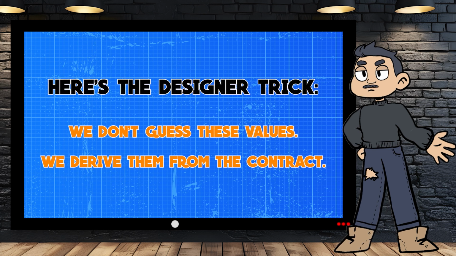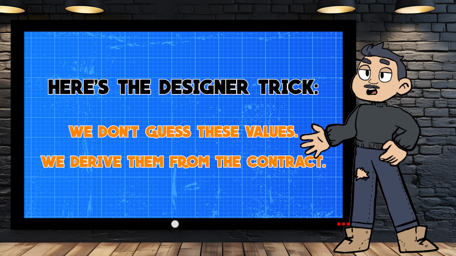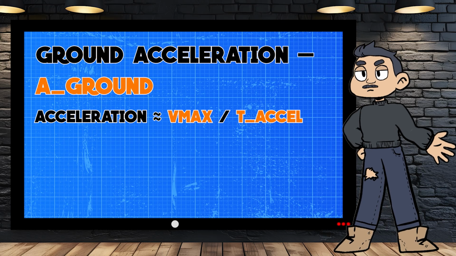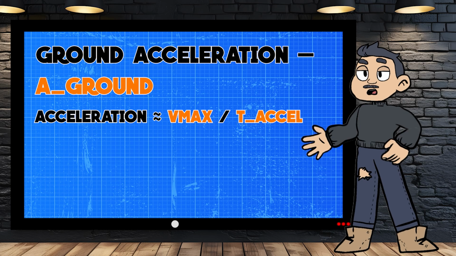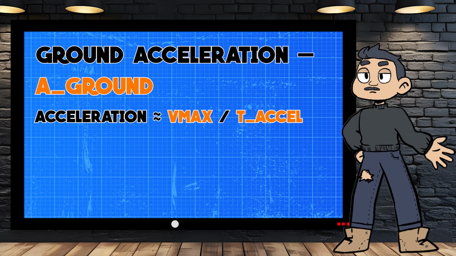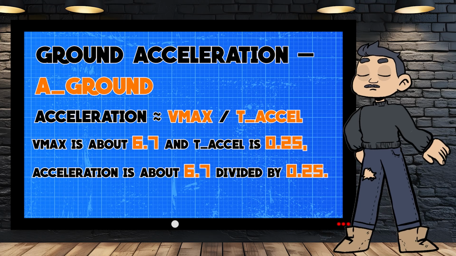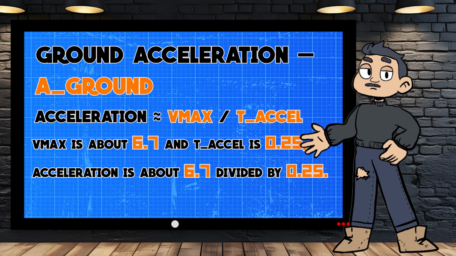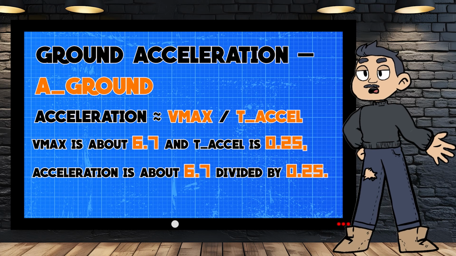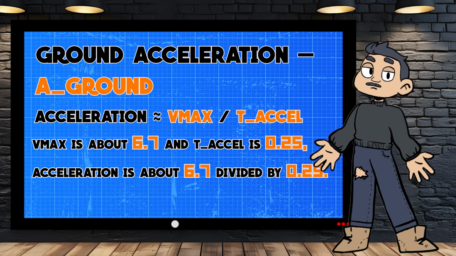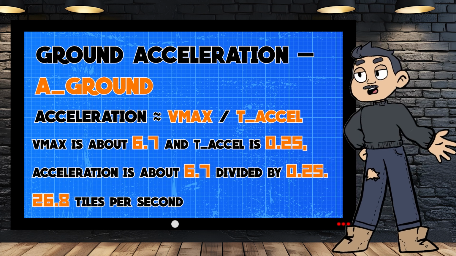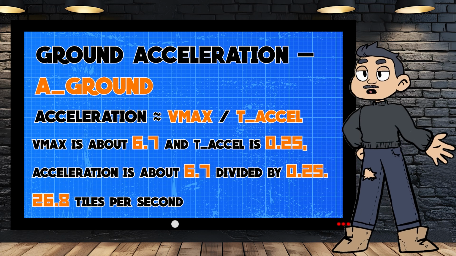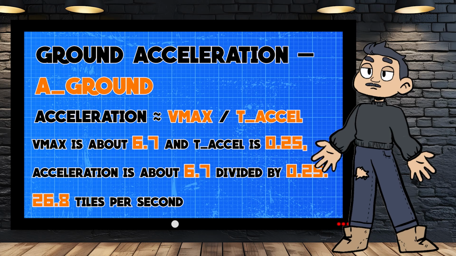Here's the designer trick. We don't guess these values. We derive them from the contract. Ground acceleration. A simple relationship is acceleration approximately Vmax divided by T accel. So if your Vmax is about 6.7 and T accel is 0.25, acceleration is about 6.7 divided by 0.25. That's about 26.8 tiles per second squared. You don't need to love the unit. You just need to understand why this exists.